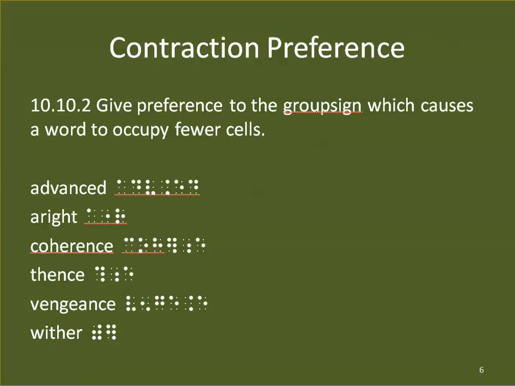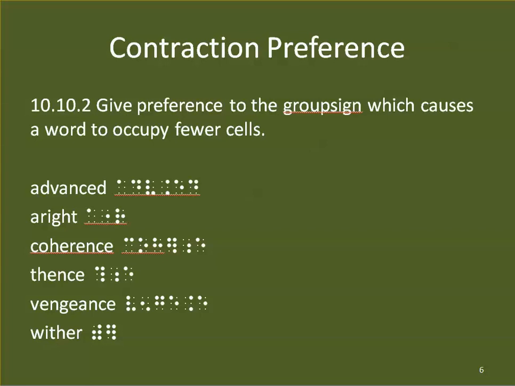We'll move on to contraction preference now, and we should give preference to the group sign, the group of letters, which causes a word to occupy the fewest number of cells. So if there's a choice, in advance, we could use ED or we could use ANCE. Using ED would take up more cells, so we're going to use the ANCE contraction there. We could use AR and then GH, but that's going to take more cells, so we're going to use A and then the contraction for right. Coherence, we could use HERE, but that takes up more cells, or we could use ER or EN possibly. So we have kind of a choice of 3 different ways of doing it, but the ENCE way is going to use the fewest number of cells.